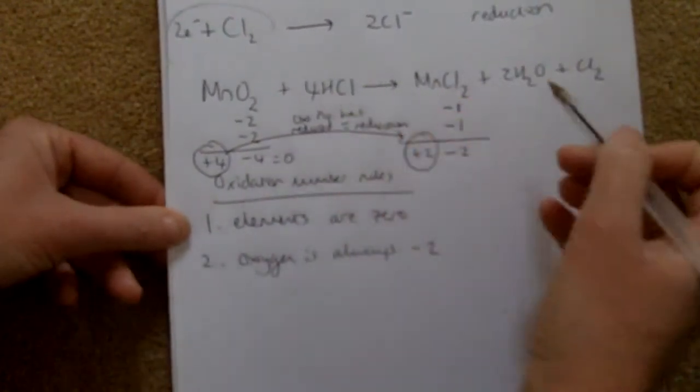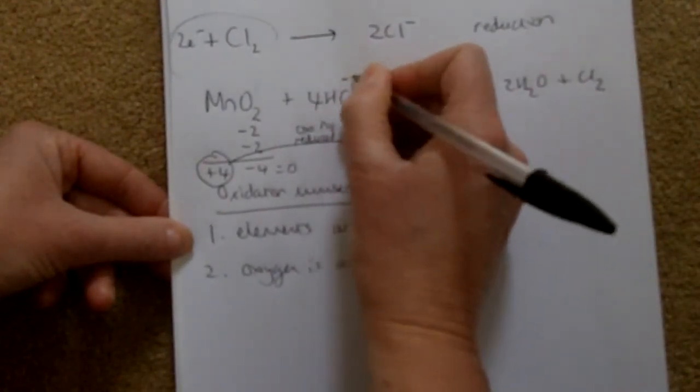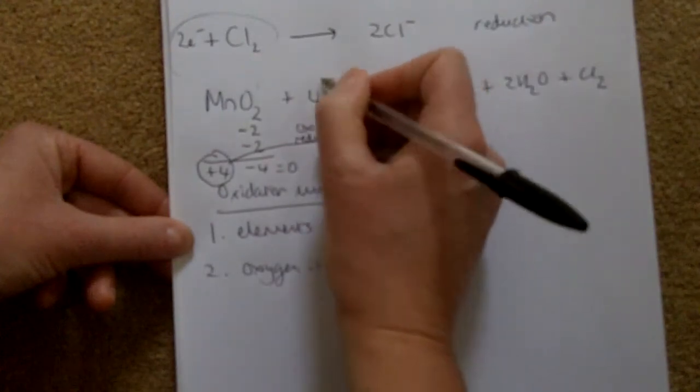All right, let's do the HCl then. Cl is -1, so therefore H is +1.